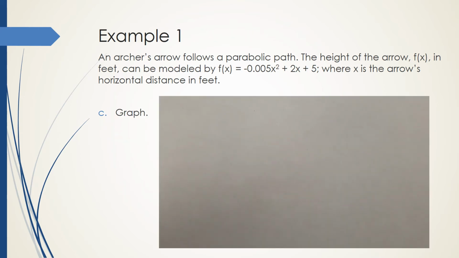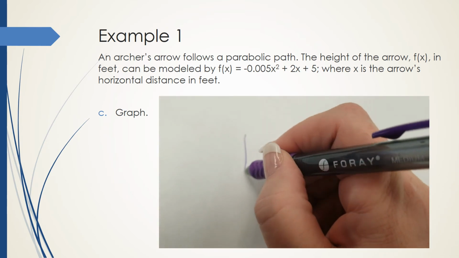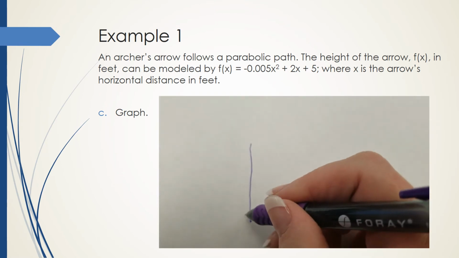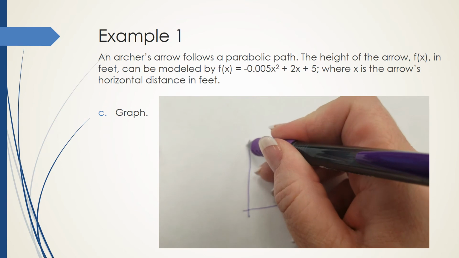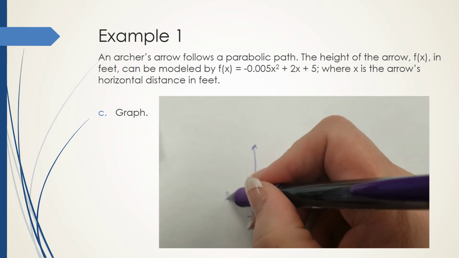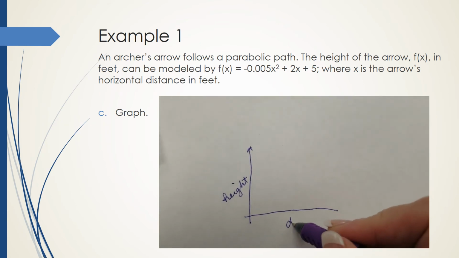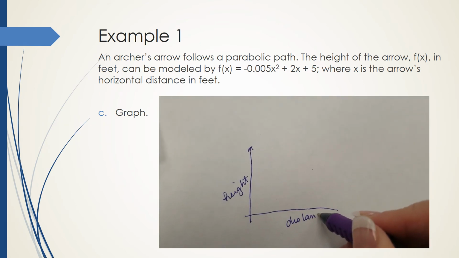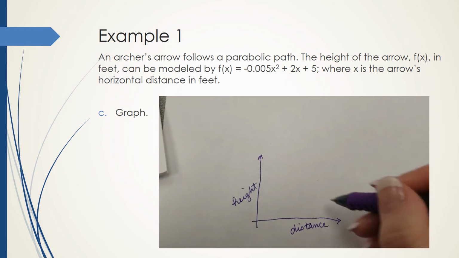We know some important information about this graph, and we want to graph it. It's only going to be in the first quadrant, and this is going to be our height, and this is going to be our distance. You really only need to have some key points on there.